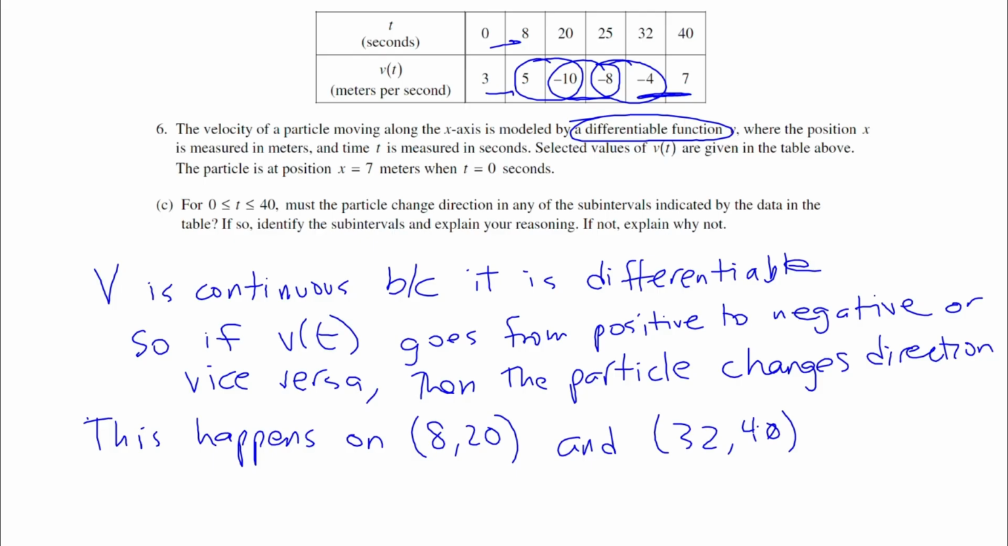And you get 2 points, 1 for your answer, 8 to 20 and 32 to 40, and 1 for the explanation that it's going from positive to negative or negative to positive there.